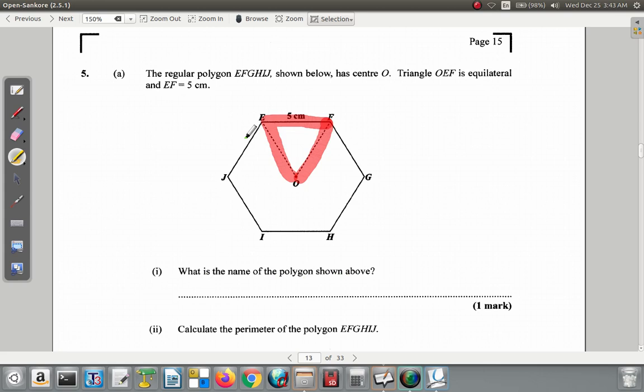Okay, so you know the name of a polygon depends on the number of sides that it has. It's 1, 2, 3, 4, 5, 6. There are 6 sides, so it is a hexagon. Alright, so it is a hexagon. Good. That's the name of the polygon that you have.